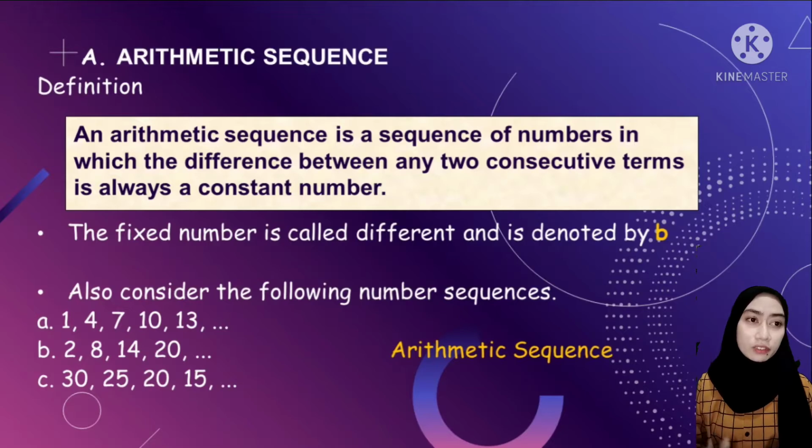Also, consider the following number sequences. A. The numbers 1, 4, 7, 10, 13. B. The numbers 2, 8, 14, 20. C. The numbers 30, 25, 20, 15. A, B, and C each represent an arithmetic sequence. What is the reason? Let's see.